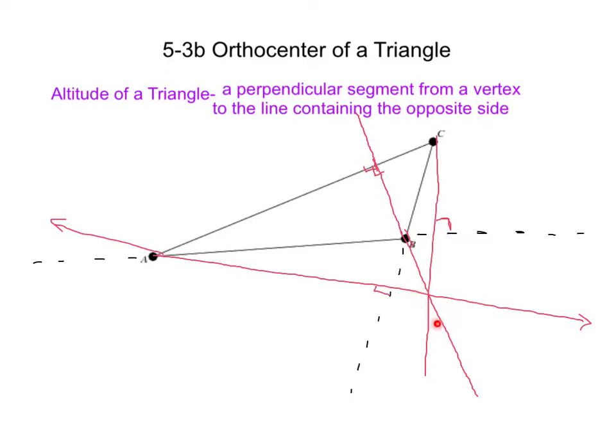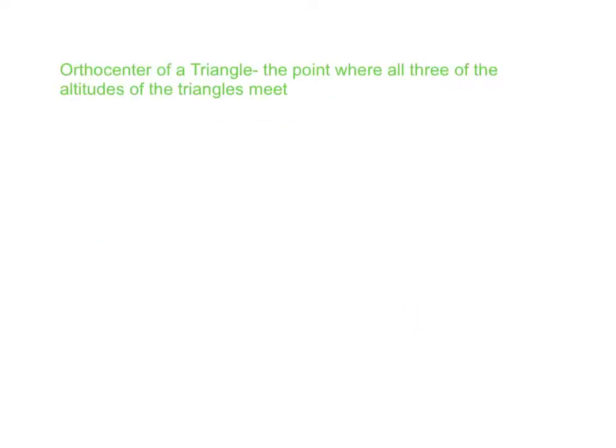We have a word for this again. These lines are all concurrent. They come to one point. And of course we have a name for this point. We call this point the orthocenter. The orthocenter is the point where all 3 of the altitudes of the triangle meet.